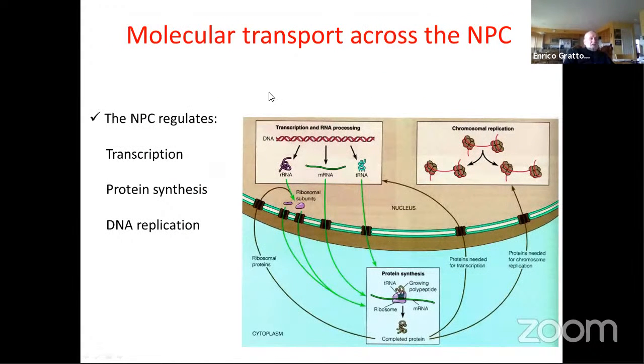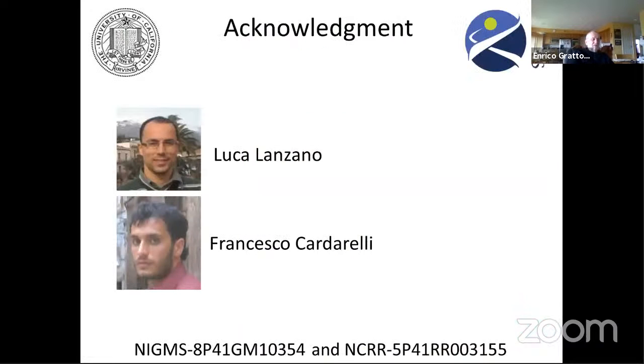So let us see, well, we already discussed what kinds of things can go through from the nucleus to the cytoplasm and so on. But let us see what we know about it.